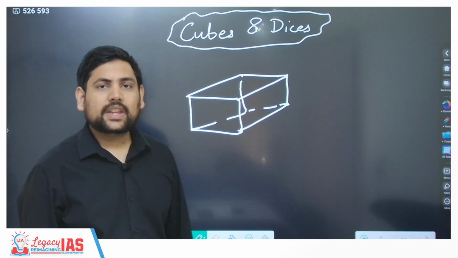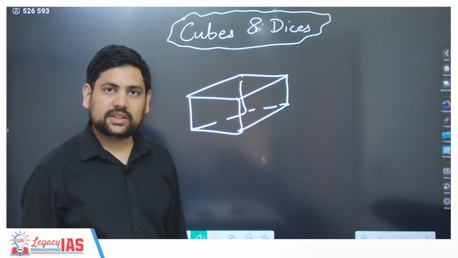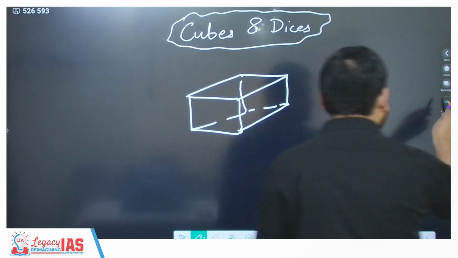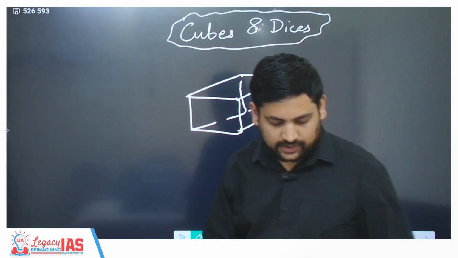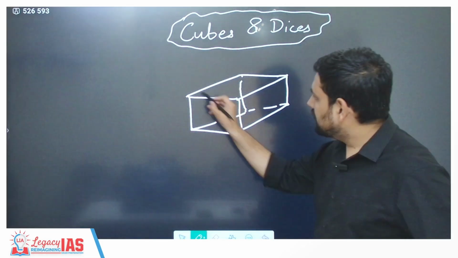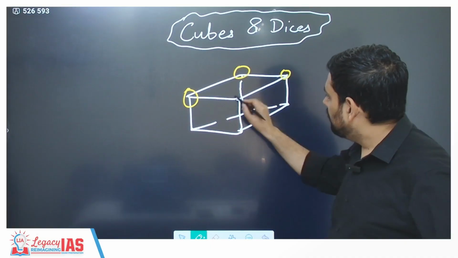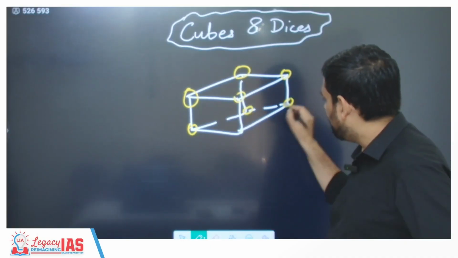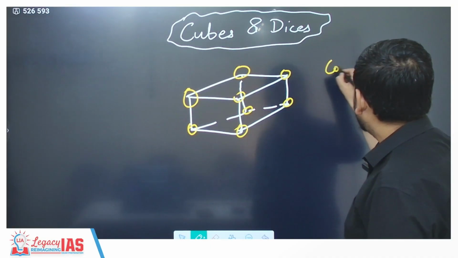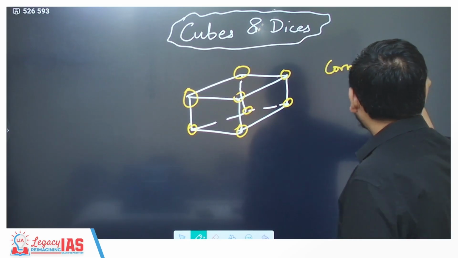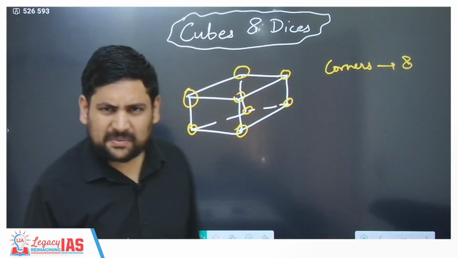Now, how many corners or vertices does a cube have? How many? Think. So it has 1, 2, 3, 4, 5, 6, 7, 8. So clearly the number of corners is equal to 8. Now, ये सब बेसिक है, जल्दी जल्दी बढ़ेंगे.